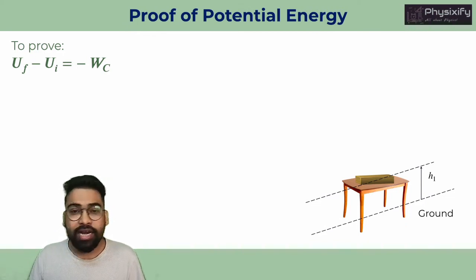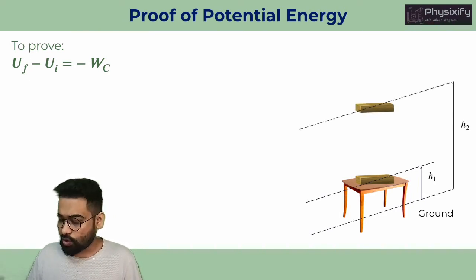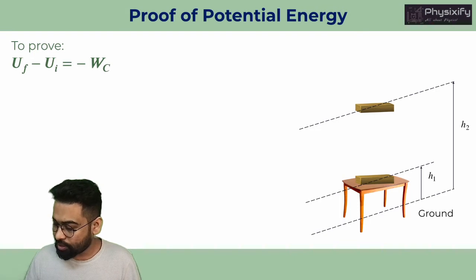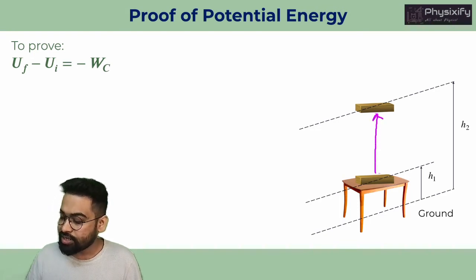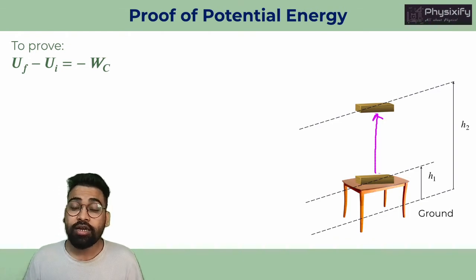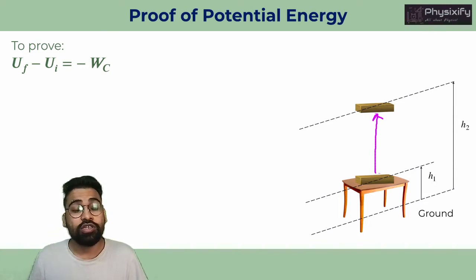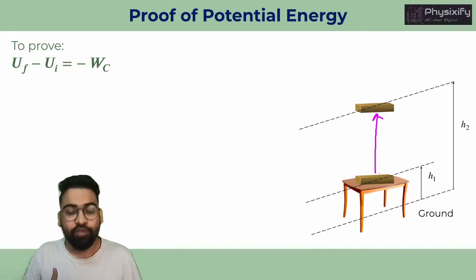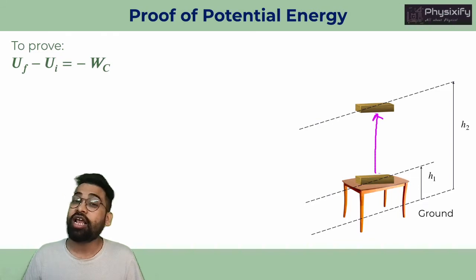Now what I do is I take it up very slowly to a height h2. So I have gone from here to here, something like this, and let us say I've gone very slowly. Why am I going very slowly? So that my kinetic energy at any point is zero, right? Because if I take it very slowly, velocity is almost zero at all the points, then you can say that any energy that I have gained is actually potential energy.